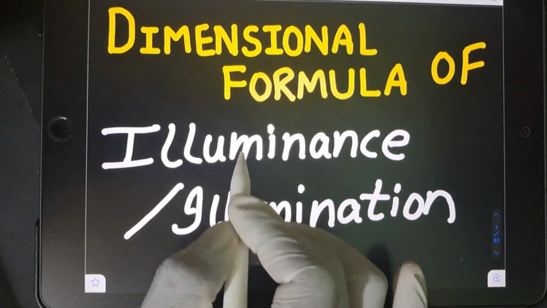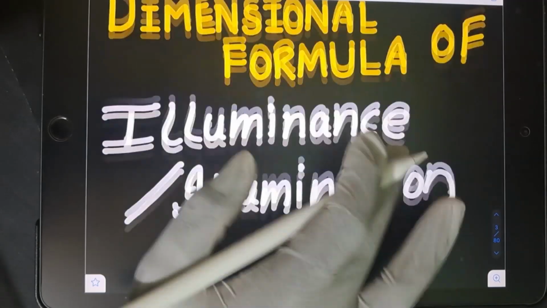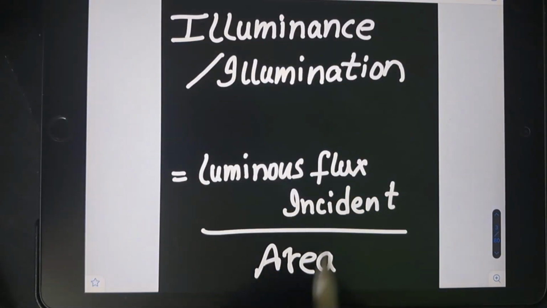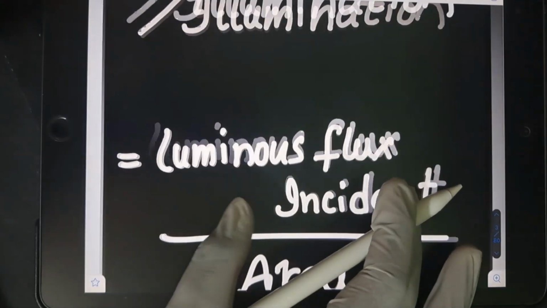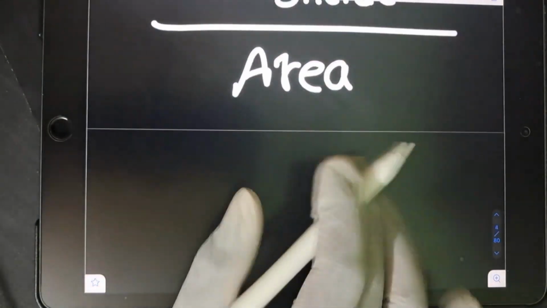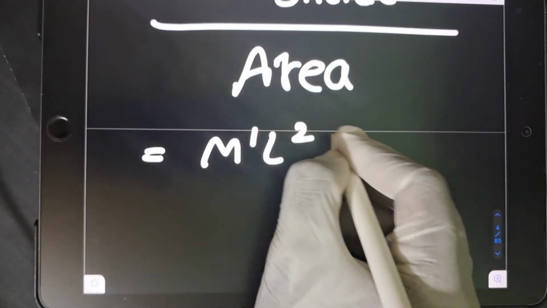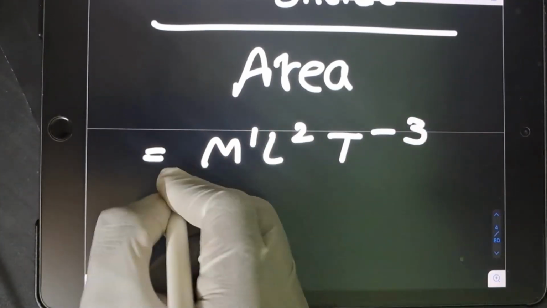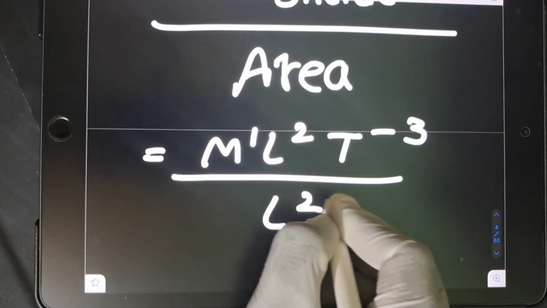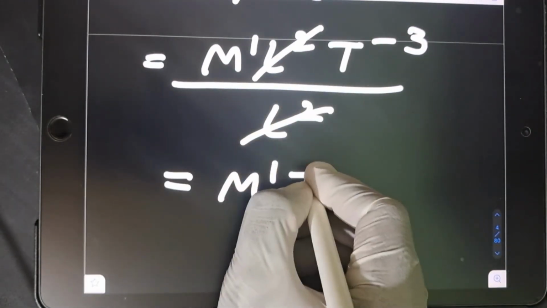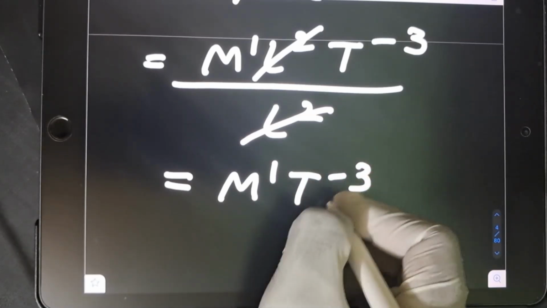To find the dimensional formula of illuminance or illumination, the formula is luminous flux incident by area. Luminous flux dimensional formula is M^1 L^2 T^-3, and area is length into breadth, so it is L^2. On cancellation of length, we get M^1 L^0 T^-3.